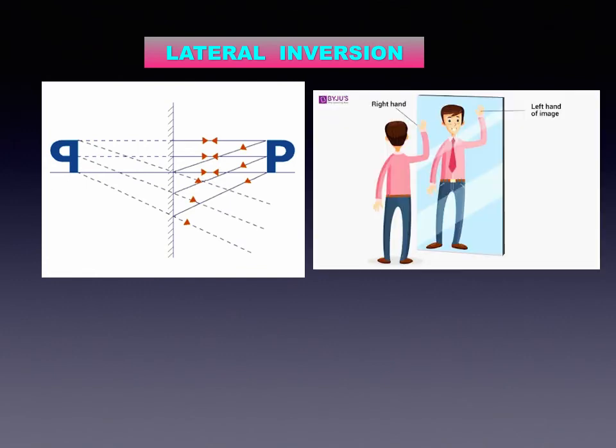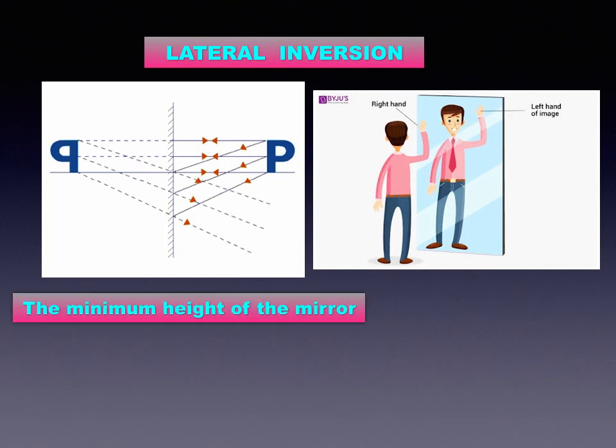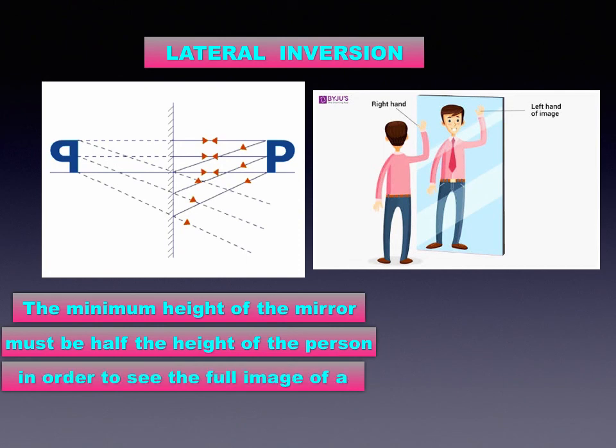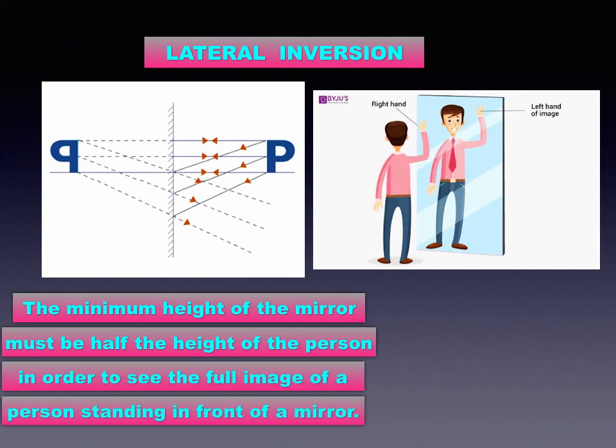Similarly, you can see a person who is standing in front of a mirror. So the image of the person is formed from every point of the source, thereby forming an extended image of the whole source, and the image formed would be virtual, upright and left-right reversed. Now it can be proved that to see the full image of a person standing in front of a mirror, the minimum height of the mirror must be half the height of the person.